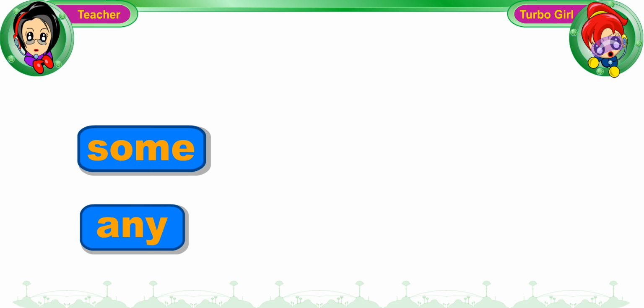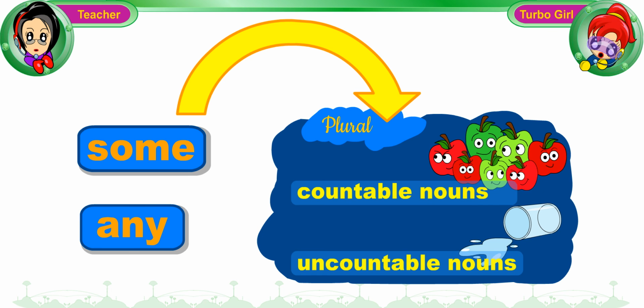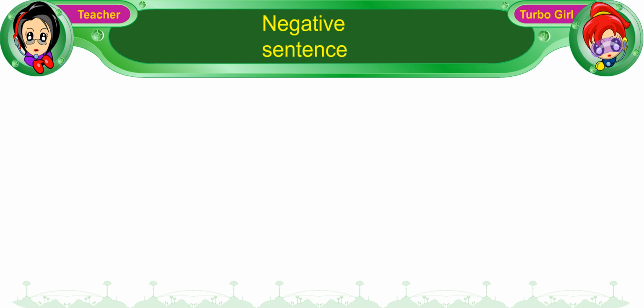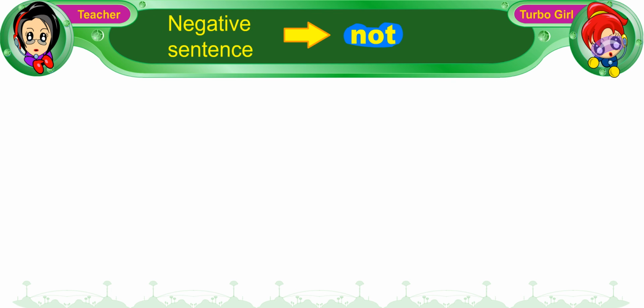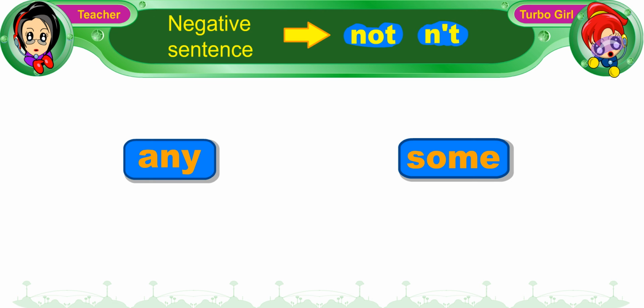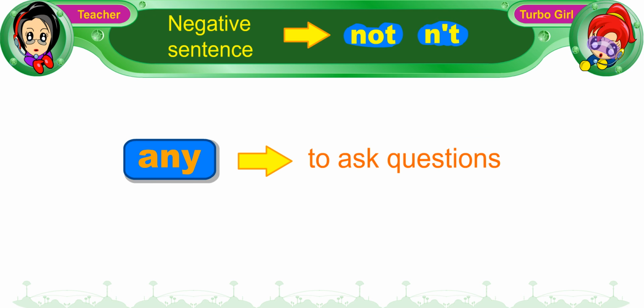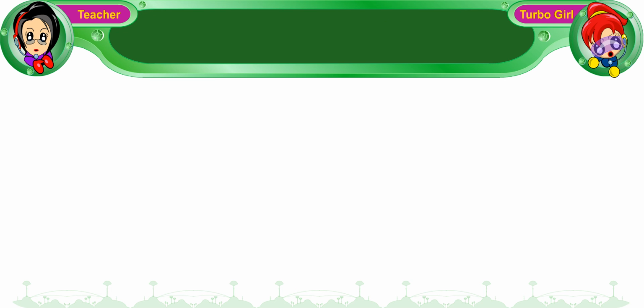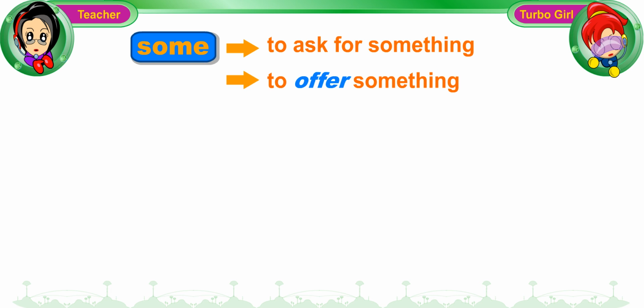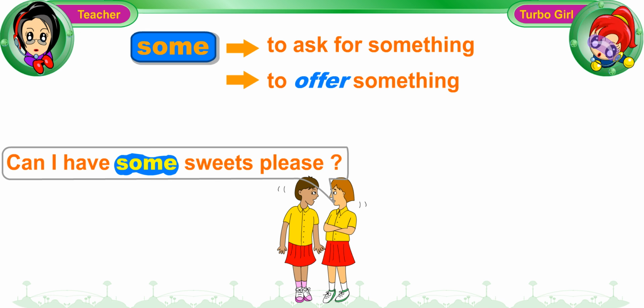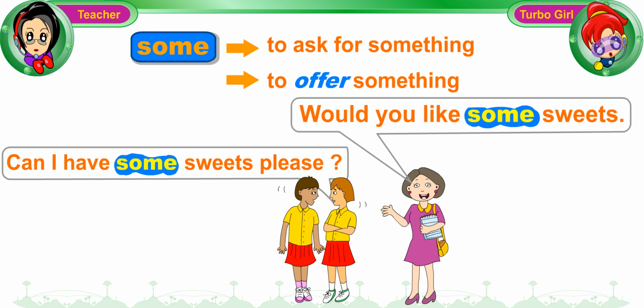We use some and any before plural countable nouns and uncountable nouns. In a negative sentence, which means a sentence with not or an apostrophe T, we use any instead of some. We also use any to ask questions. We can use the quantity word some to ask for something or to offer something. For example, "Can I have some sweets, please?" Or, "Would you like some sweets?"